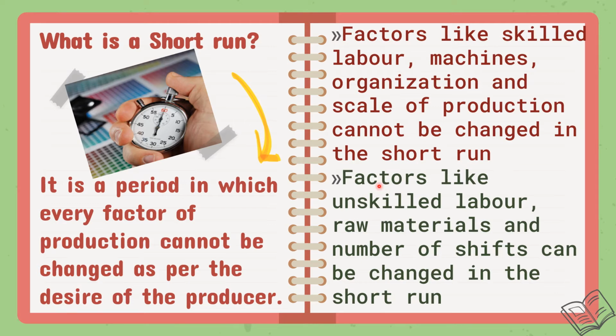However, factors like unskilled labor, untrained labor, raw materials, and number of shifts can be changed in the short run. So now it is clear what the short run is. It is a period in which factors like unskilled labor, raw materials, and number of shifts can be changed.